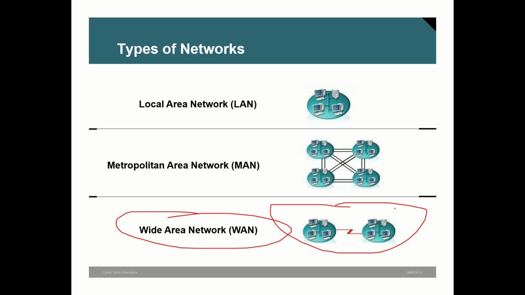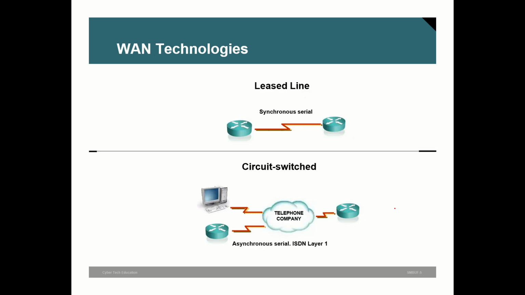So WAN also we can say, okay, wide area network. Wide area network has basically been used, or advanced, in every field, right? So you have to understand the three networking types, which are placed under networking fundamentals. Then after that, what is WAN technology? Wide area network technology.